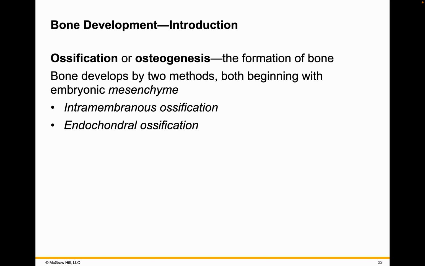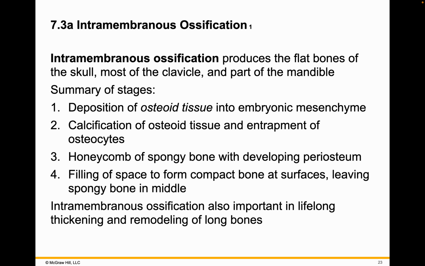The development of bone is called ossification or osteogenesis. Bone develops by two methods. Both begin with an embryonic mesenchyme. The two methods are intramembranous ossification, or most bones, endochondral ossification. In intramembranous ossification, we get flat bones of the skull, the clavicle, and parts of the mandible.